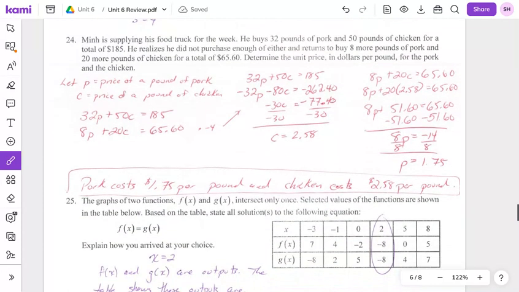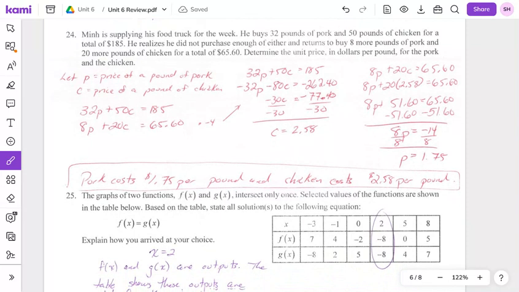All right, and we have very similar situation here, but it ends up that this one lends itself to elimination instead. So they didn't determine a let statement for us ahead of time this time, so that's why you see me writing a let statement down here. Okay, but then you have the information from the corresponding sentences up top coming as equations down below. So 32 pounds of pork and 50 pounds of chicken for $185. And then you have, 8 pounds of pork and 20 pounds of chicken for $65.60.